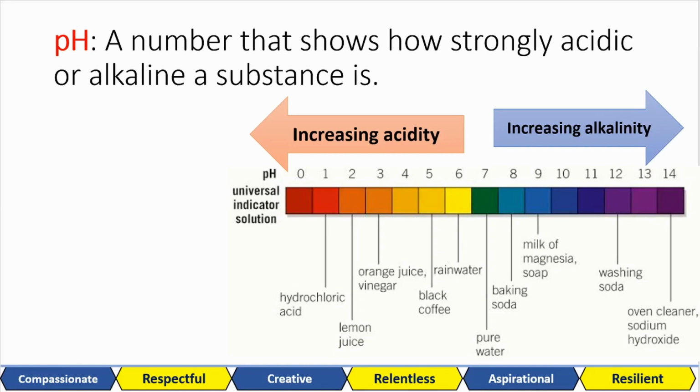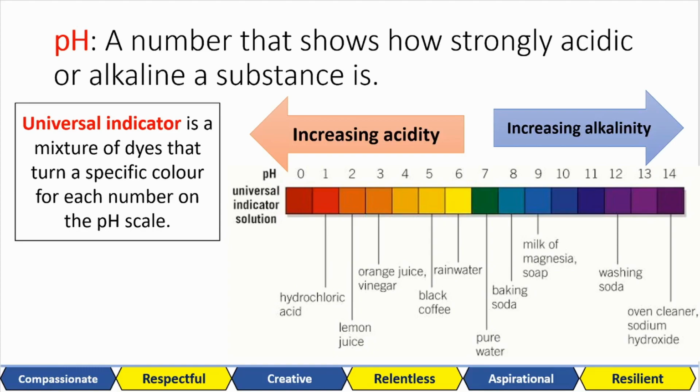pH 7 is neutral. I'll explain why in a bit. The colors that we get here are from a universal indicator. Universal indicator is a mixture of dyes that turn a specific color at a specific pH.